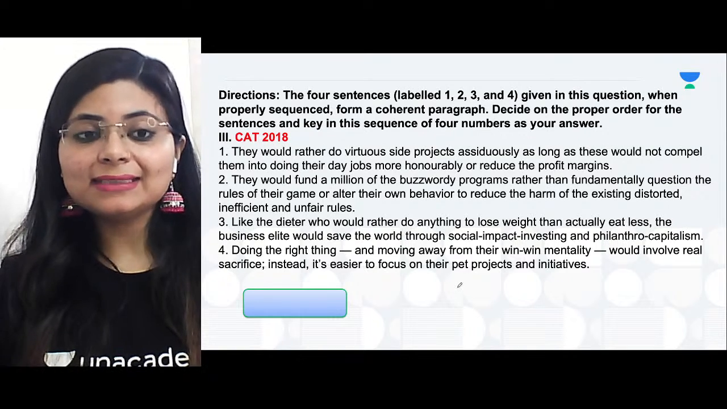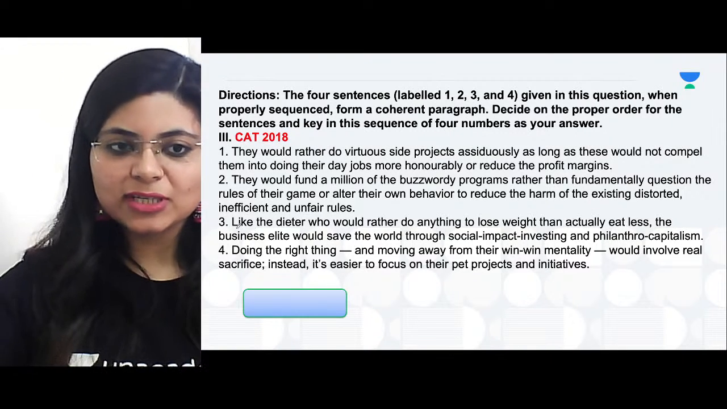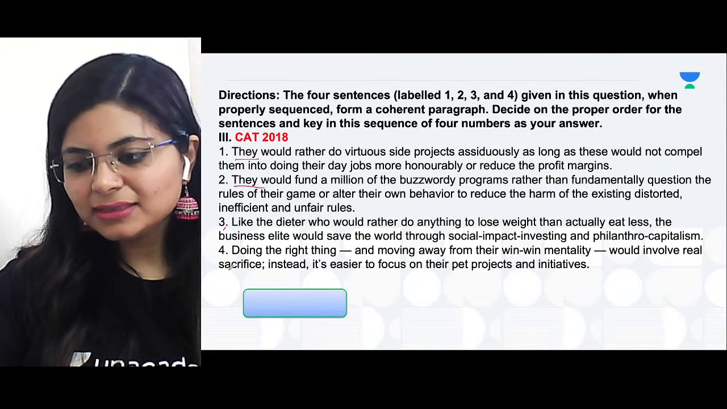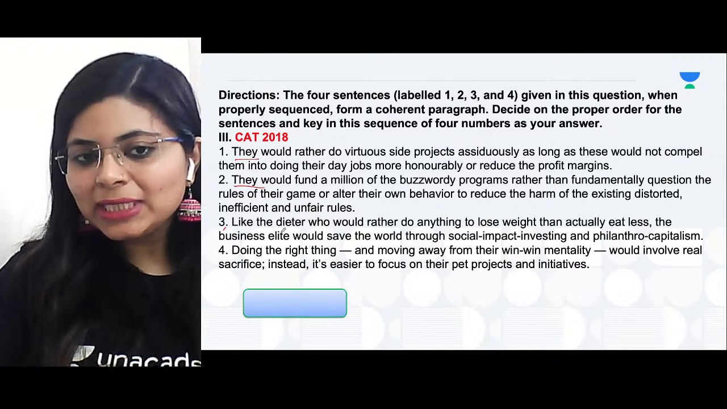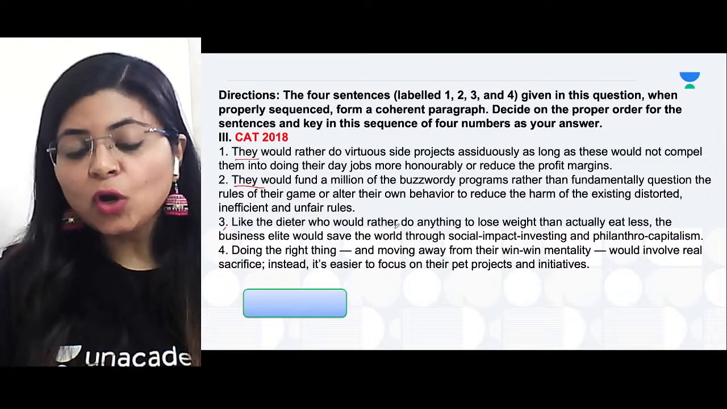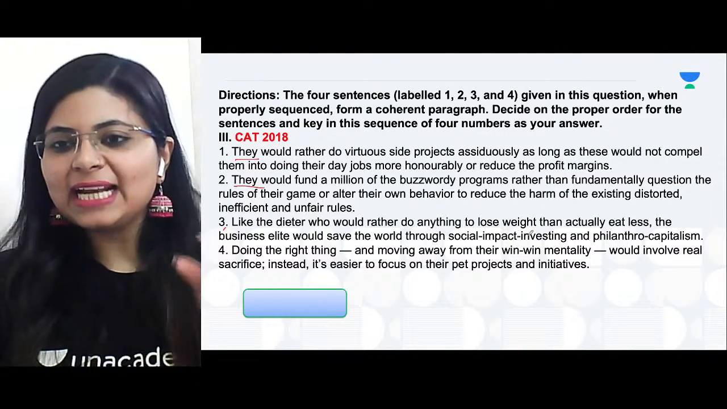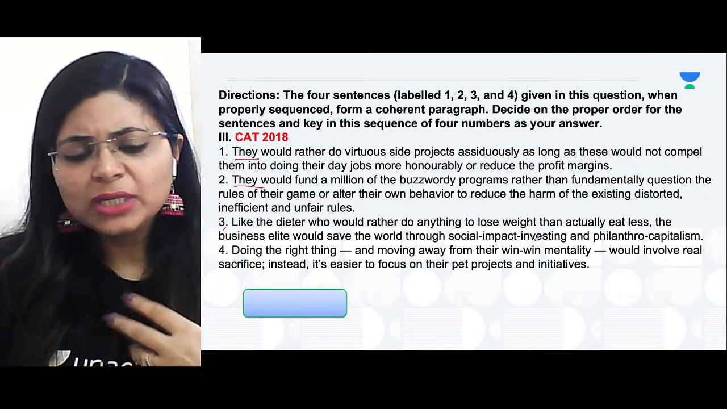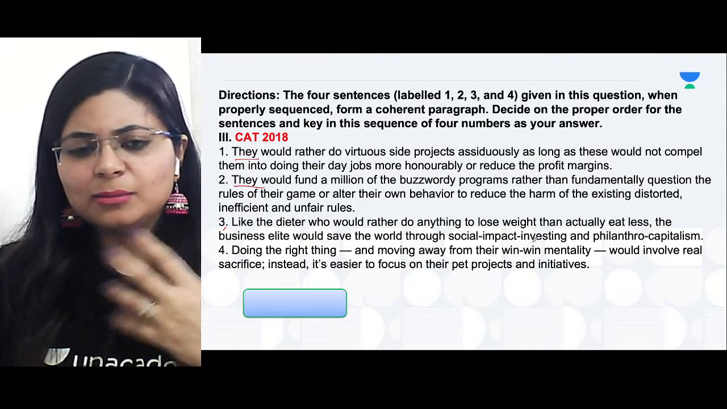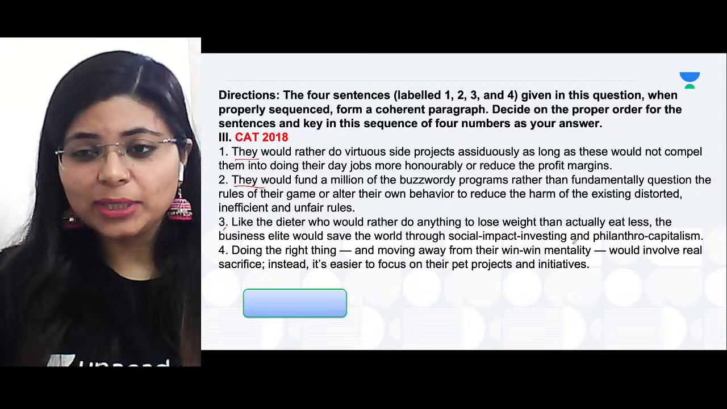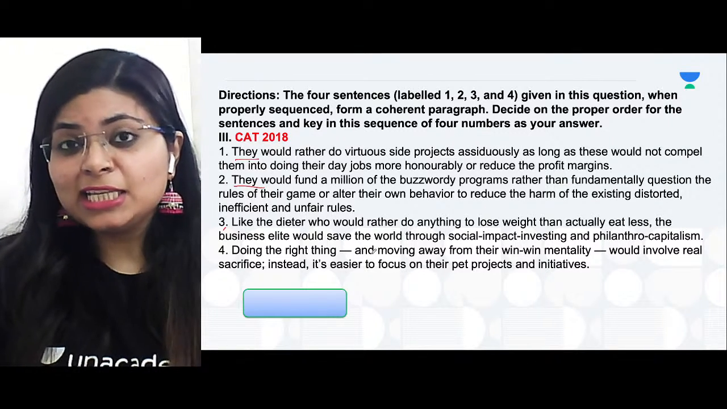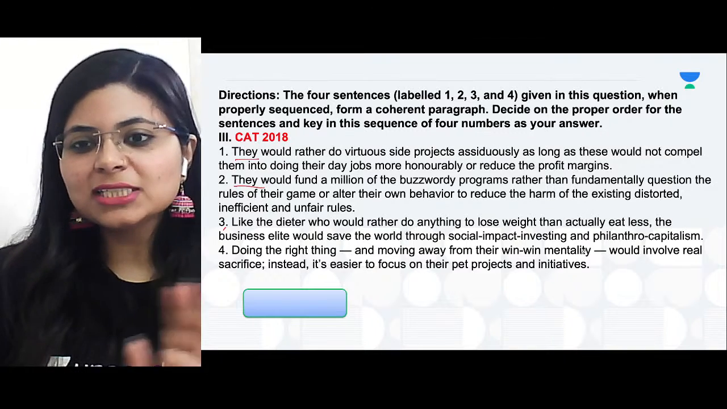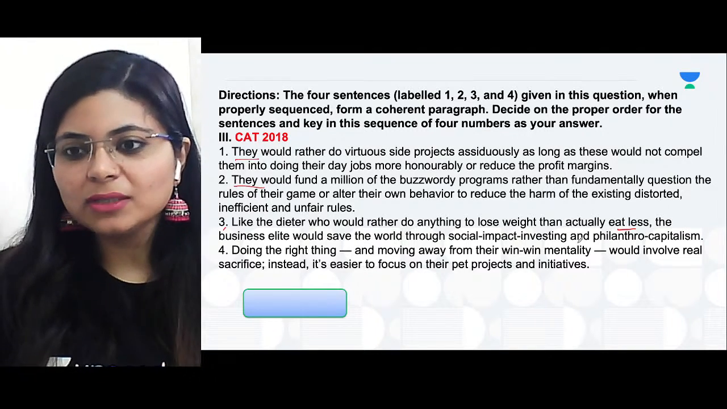All right, let's do this. I think the best introduction in this sentence is three. Why? Because you cannot have an introduction with they. Doesn't make sense. And when you read three, it says like the dieter who would rather do anything to lose weight than actually eat less. They won't eat less, but whatever else you say, give them green tea, give them shilajit, I don't know, green coffee, honey instead of sugar, all those fancy things, avocados and berries, not concentrating on eating less, doing everything else which will not work.